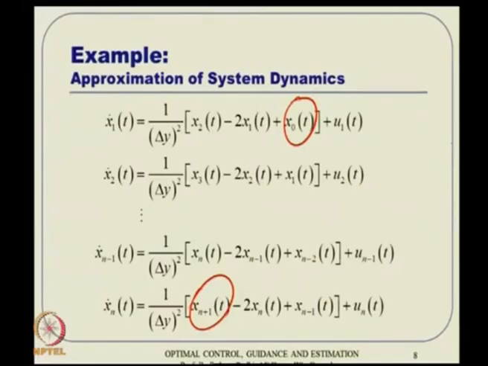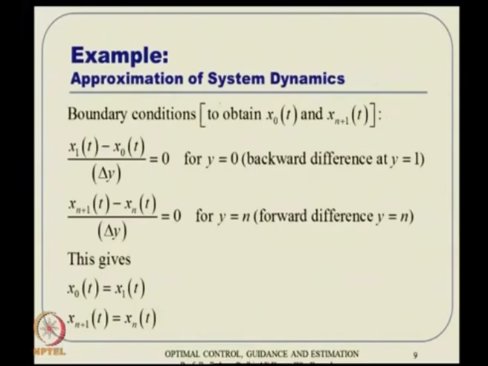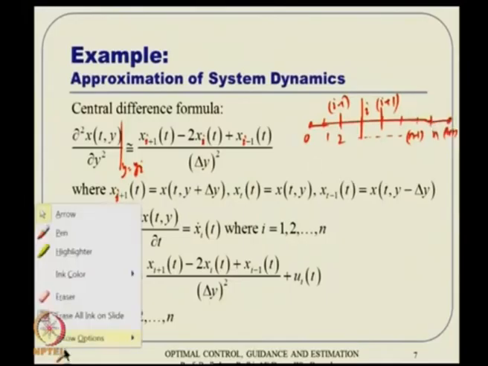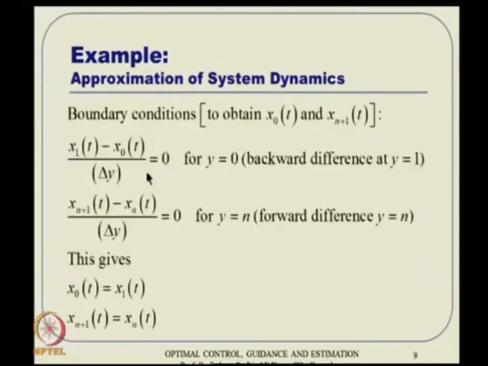So, this is where the boundary condition comes very handy. At y equal to 0 I will use backward difference, and at y equal to 1 I will use forward difference, at y equal to yn actually. So, then I will get the boundary conditions implemented this way. So, this will tell me that x0 has to be x1 and xn plus 1 has to be xn.